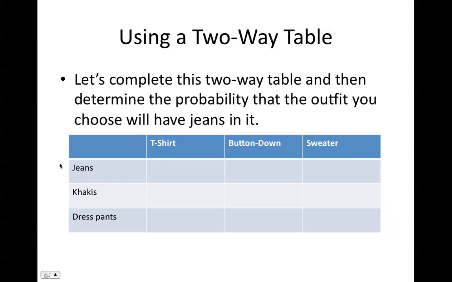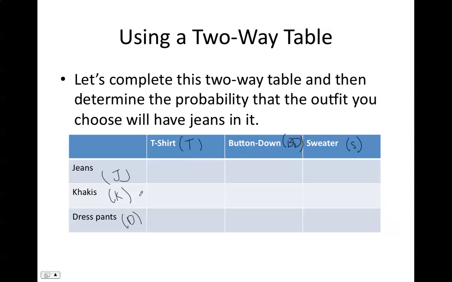Alright, so let's go ahead and complete this table, and then we'll be able to determine the probability that the outfit we choose will have jeans with it. In the previous lesson, it talked about the different letters that we're going to use, so I'll go ahead and write those in there. For a t-shirt, we'll put T, and for a button-down, we'll use BD. For a sweater, we'll use S. For jeans, J. For khakis, K. And for dress pants, we'll use D.